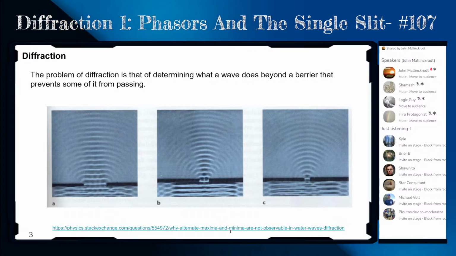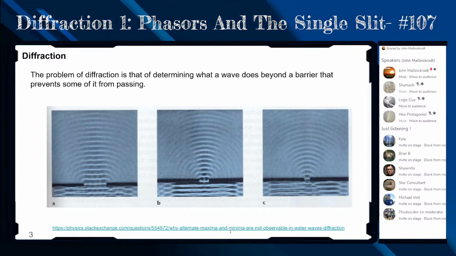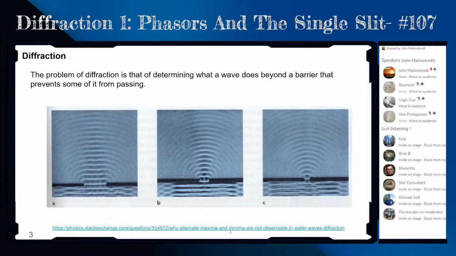Something that really shows the transition from that point source like behavior on the right to the wide gap behavior on the left. Here's a slit that's a little bigger than the wavelength, but still kind of on the order. It's not large compared to the wavelength. It's not small compared to the wavelength. It's a little bigger than the wavelength.